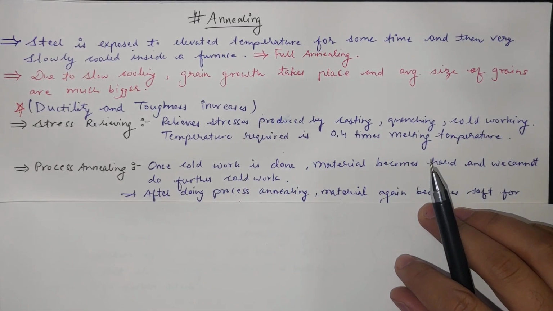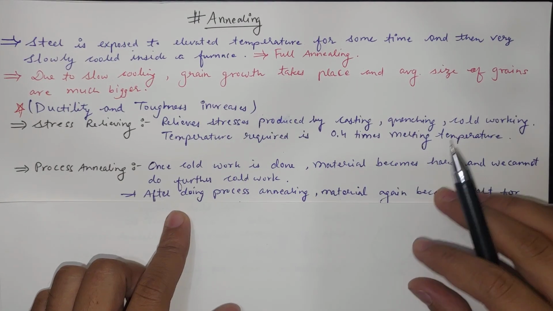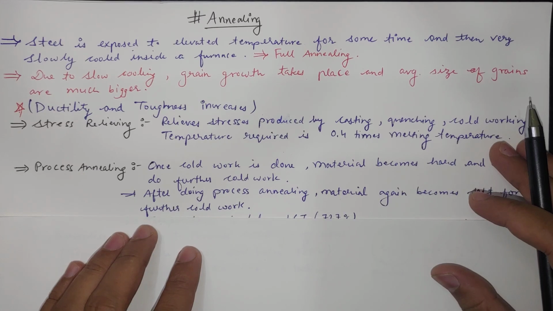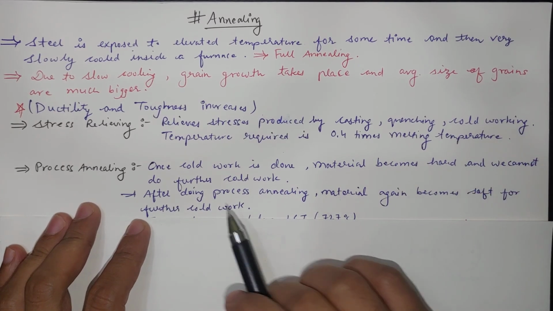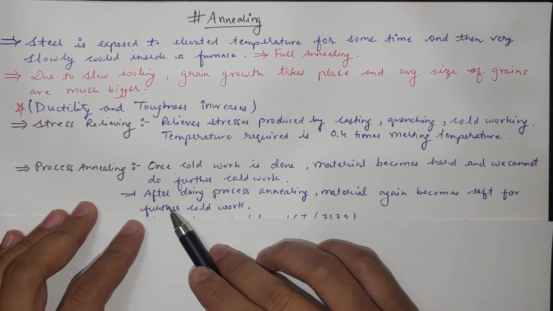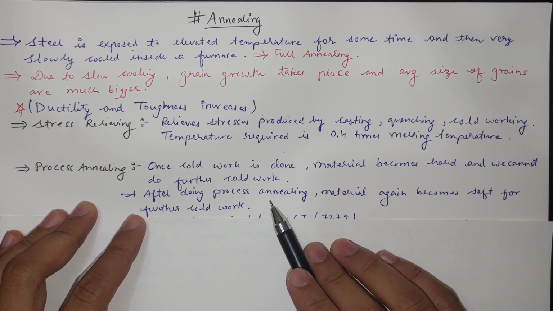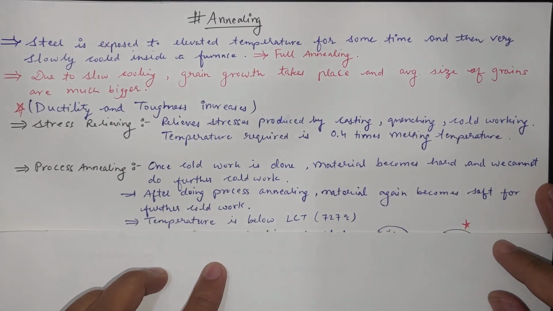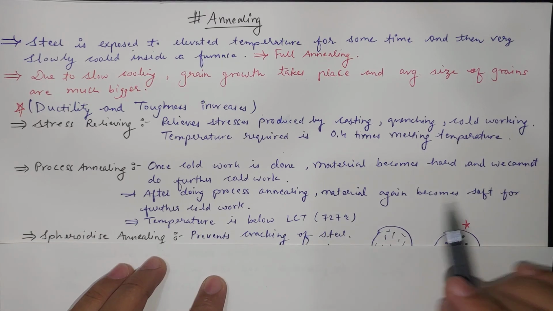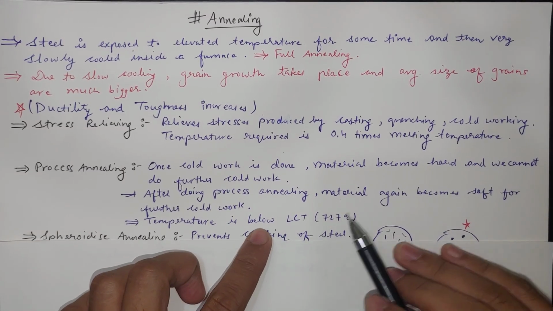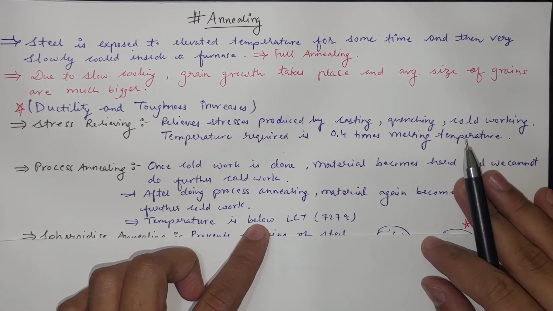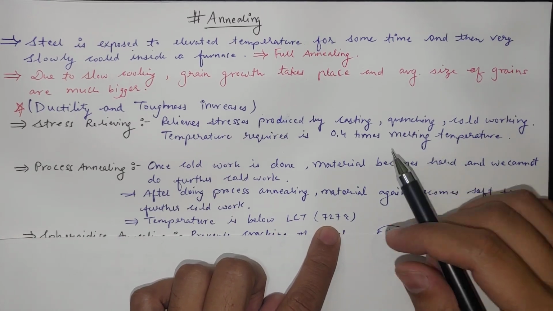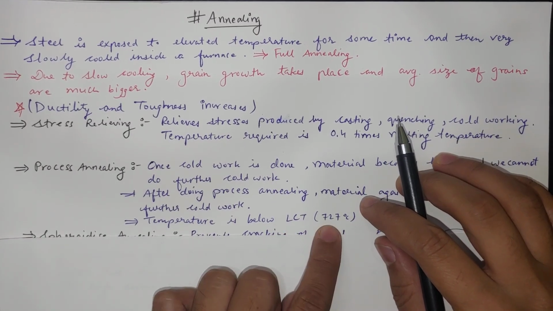So to do more cold work, we have to heat it again, and then do the cold work. When we heat it, it becomes soft. So after process annealing, the material again becomes soft for further cold work, and the temperature is below the lower critical temperature, which is 727 degrees Celsius. Below 727 degrees Celsius means there is no formation of austenitic structure.